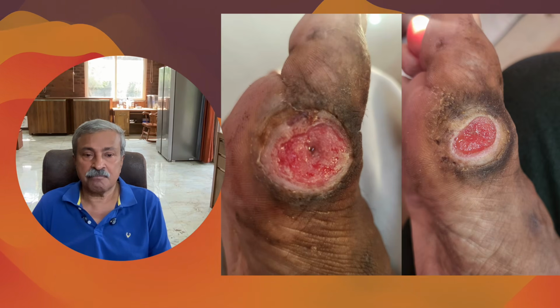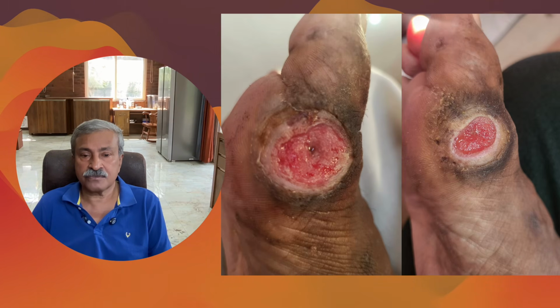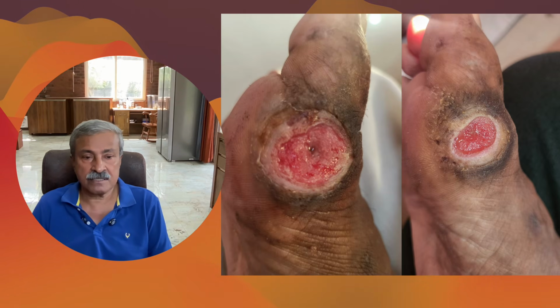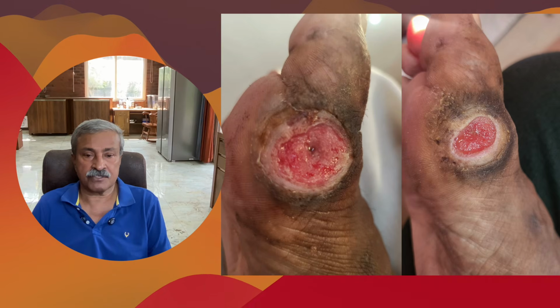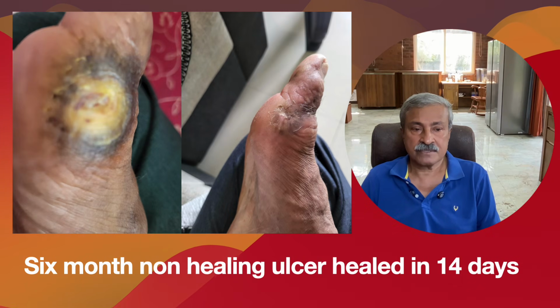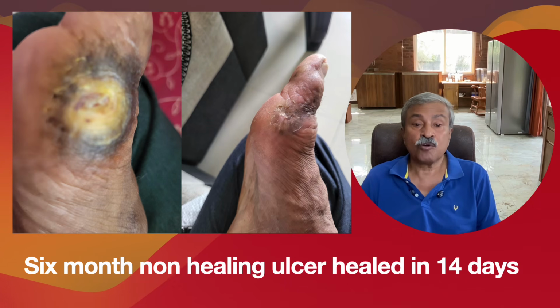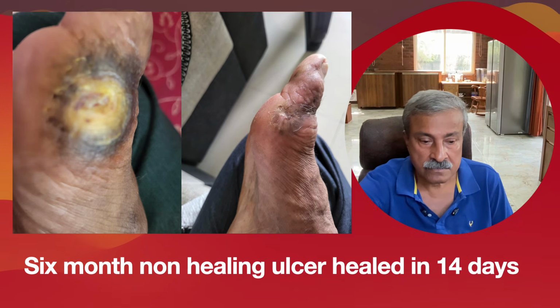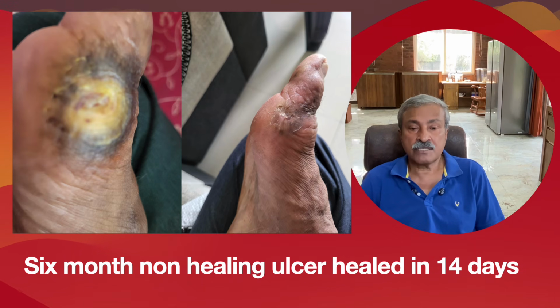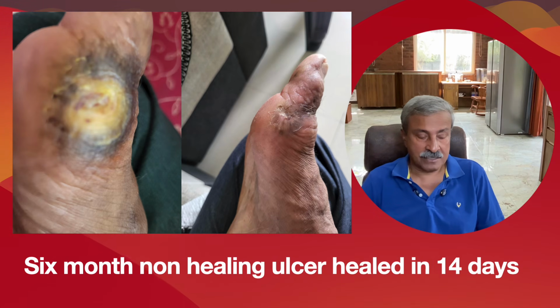Again we can see a bad non-healing ulcer. This resulted from excision of a gouty tophi, and then the stubborn ulcer refused to heal, but once ozone was started and hydrogen and nutraceutical drips were started for the patient, it started healing, and it took only 14 working days for it to heal. Just 14 days.